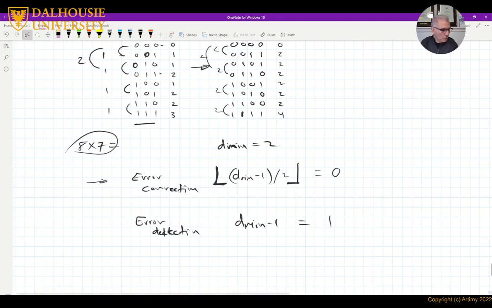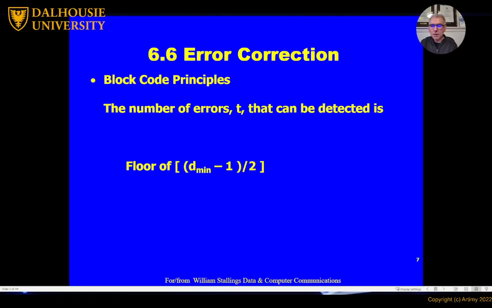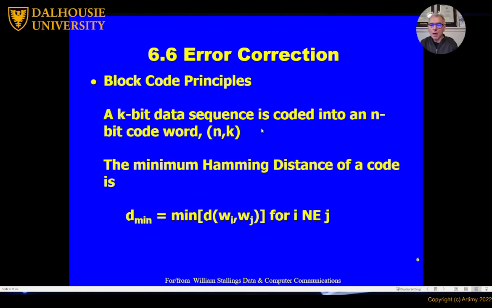So I want you to go to your slides and please correct this. This is the number of errors that can be corrected, not detected, okay? So please correct this. Say this should be the number of errors that can be corrected. The number of errors that can be detected is d minimum minus 1, right?